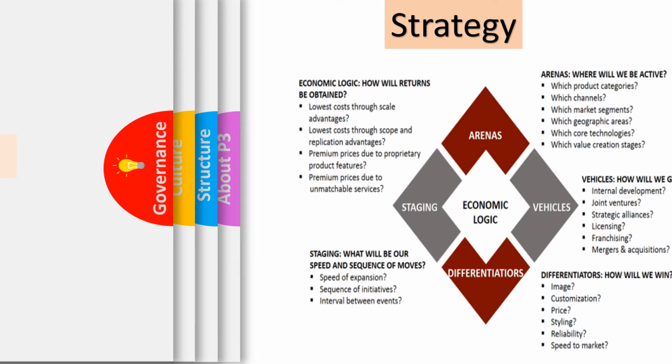Is it through the lowest cost through scale advantages? Lowest cost through scope, replication advantages. Premium prices due to proprietary product features. Premium prices due to matchable services. So what's the economic logic behind it?